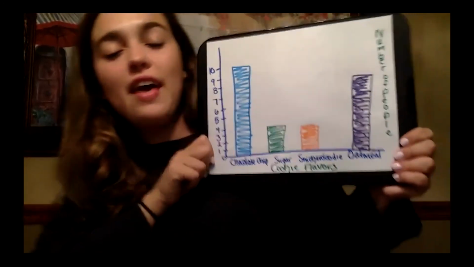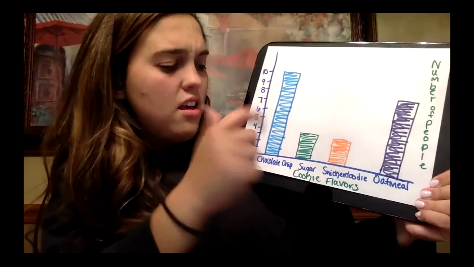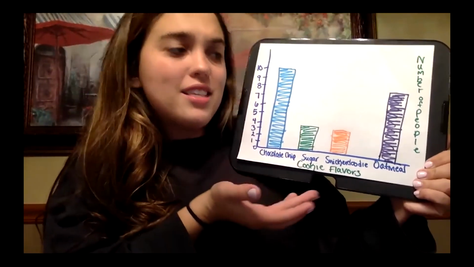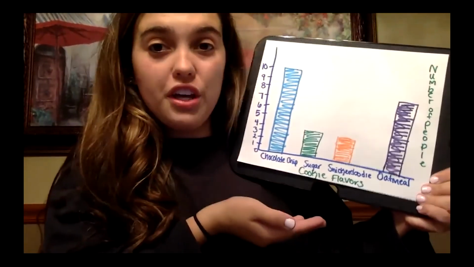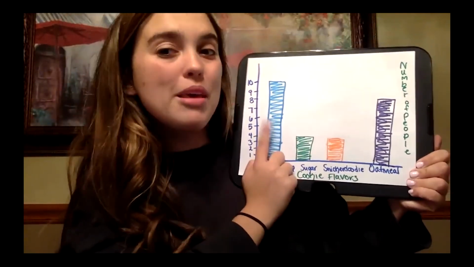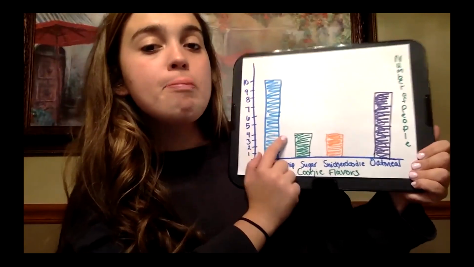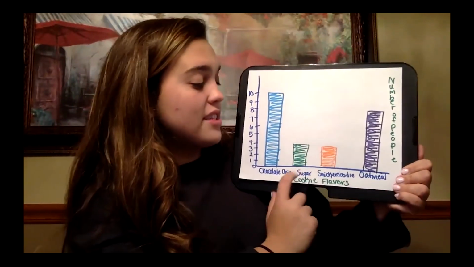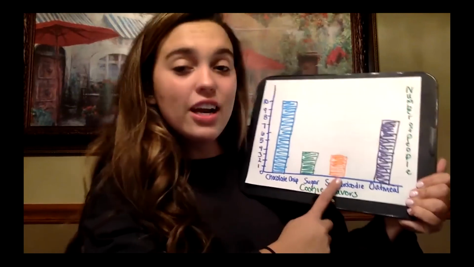So if someone saw this, I could ask them, hey, do you think more people liked chocolate chip or oatmeal cookies? And just by looking at this, they could see, oh, I think more people liked chocolate chip cookies. And they could also see, oh, the same amount of people liked sugar and snickerdoodle. So that is why a graph is so helpful. It really helps us to represent things that are hard to talk about or show people in other ways.